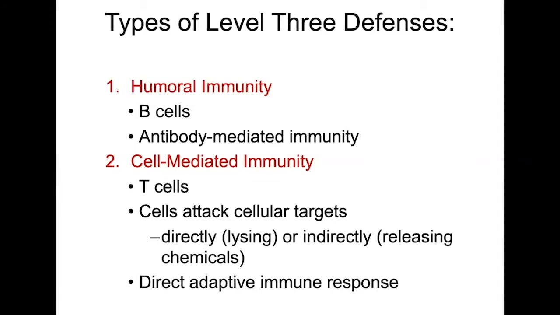The chemicals that are released here by a type of T cell called helper T cells will actually direct the adaptive immune response. What this means is that those chemicals can help to increase the activation of other immune cells. So these chemicals are used then to direct other immune responses.